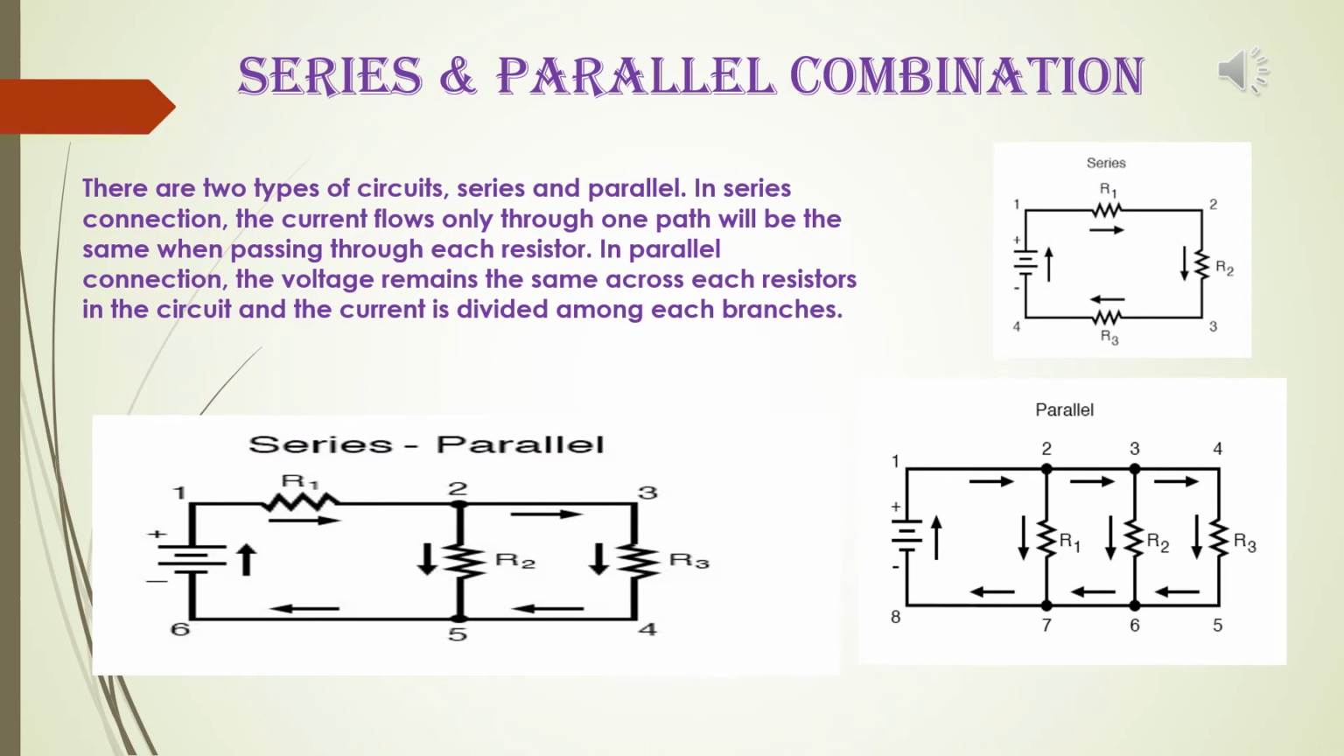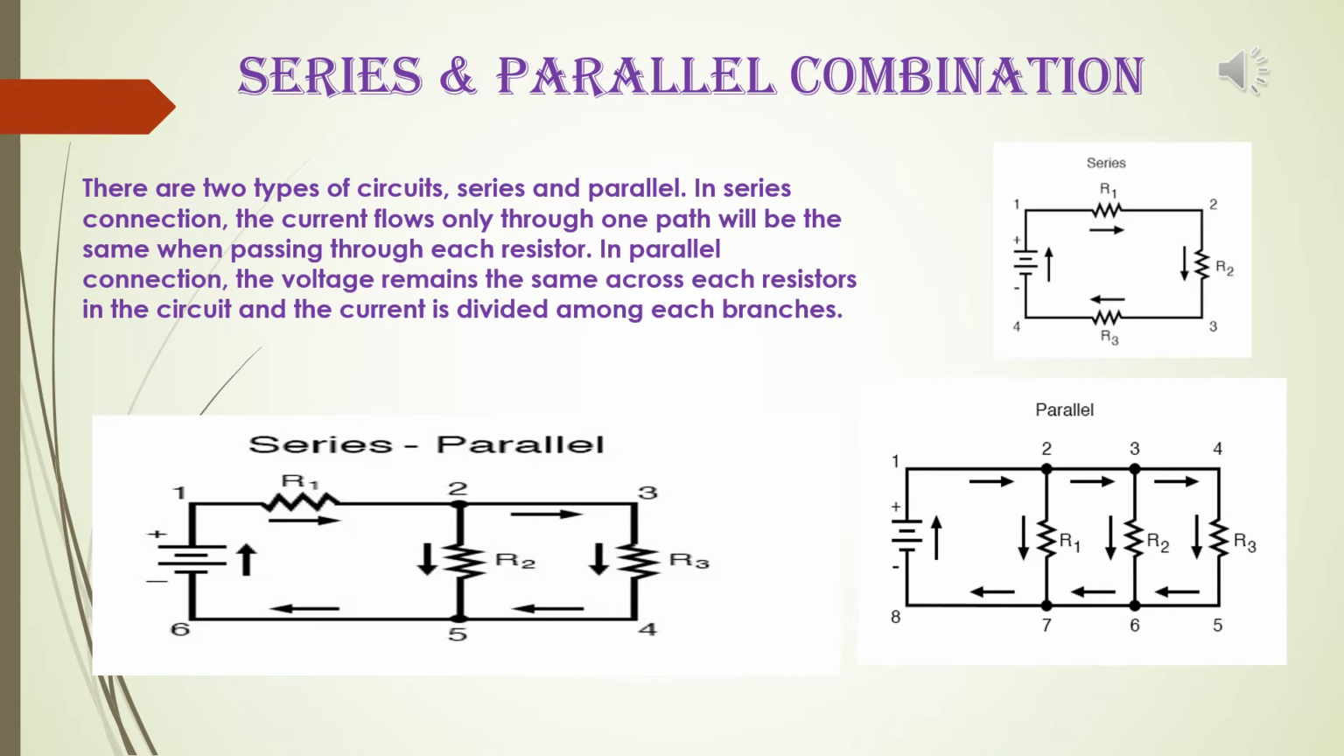Now series and parallel combination. There are two types of circuits, series and parallel. In series connection, the current flows only through one path and will be the same when passing through each resistor. In parallel connection, the voltage remains the same across each resistor in the circuit, and the current is divided among each branch. See the first diagram.